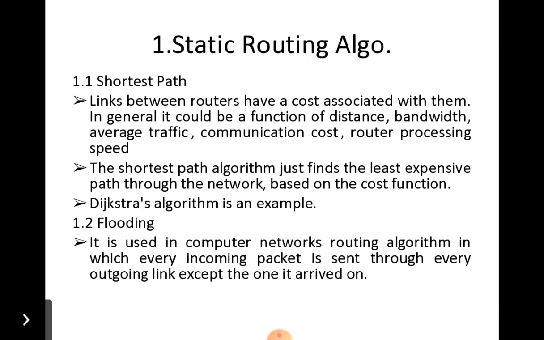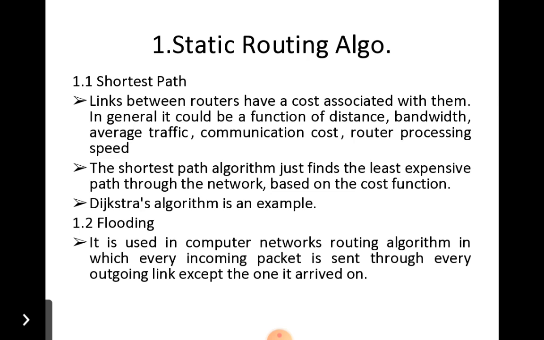Now I am going to discuss the types of routing algorithms in static routing. First type is shortest path. In shortest path, links between routers have a cost associated with them. In general, it could be a function of distance, bandwidth, average traffic, communication cost, and router processing speed. The shortest path algorithm just finds the least expensive path between the nodes through the network based on the cost function. An example of a shortest path algorithm is the Dijkstra algorithm.